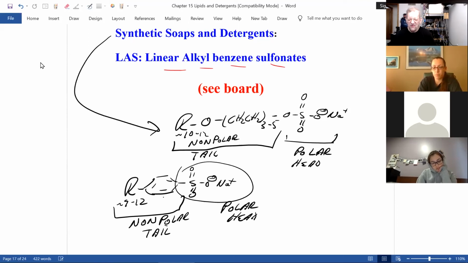And the next time you do your laundry, think about it. In your laundry machine, your detergent is making micelles on the dirt on your clothing, and the micelles say to water, hey, I'm polar, you're polar, let's go down the drain together. And that's how you get your clothes clean.